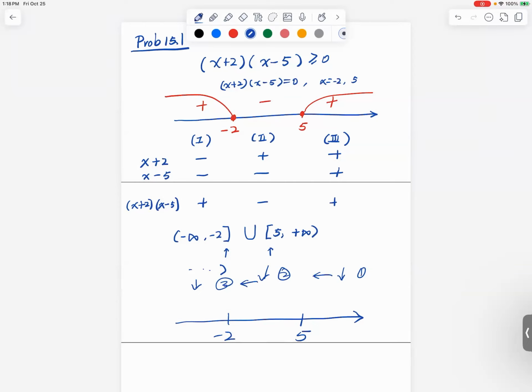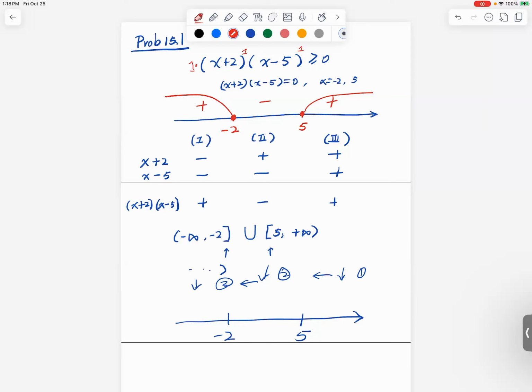Then look at this equation. The exponents of x plus 2 and x minus 5 are both 1. We call -2 and 5 simple solutions of the corresponding equation. If the exponent is bigger than 1, for example 2, then we call that solution a double solution. If the exponent is 3, we say that solution has multiplicity 3. For this case, both -2 and 5 are simple solutions. The coefficient of this left-hand side polynomial is 1, positive.